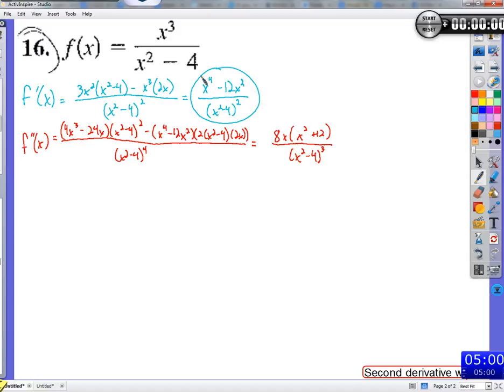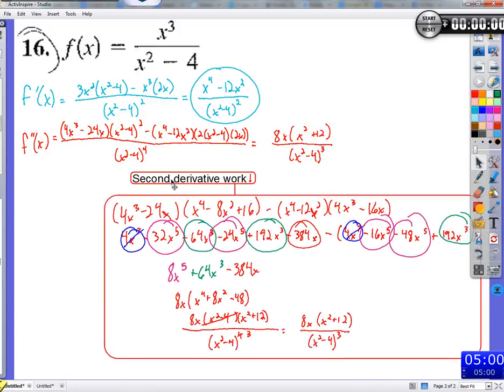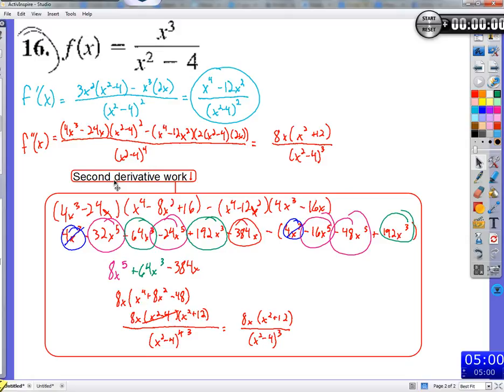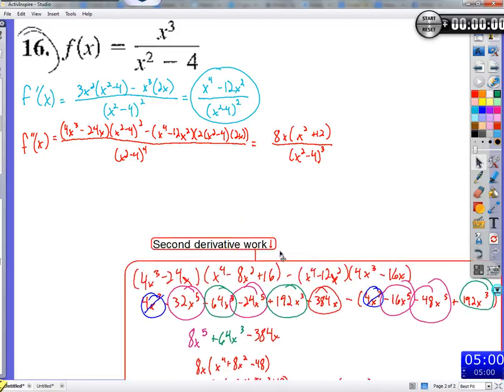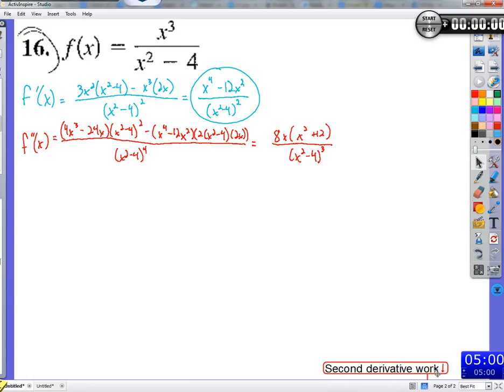Making taking the second derivative as simplistic as possible. Okay. Then we take the second derivative, and we do all this work. Multiply it all out, combine like terms, factor it, cancel a factor of x squared minus 4 from the numerator and denominator, and wind up with the cleaner version. So that does take some time, clearly.